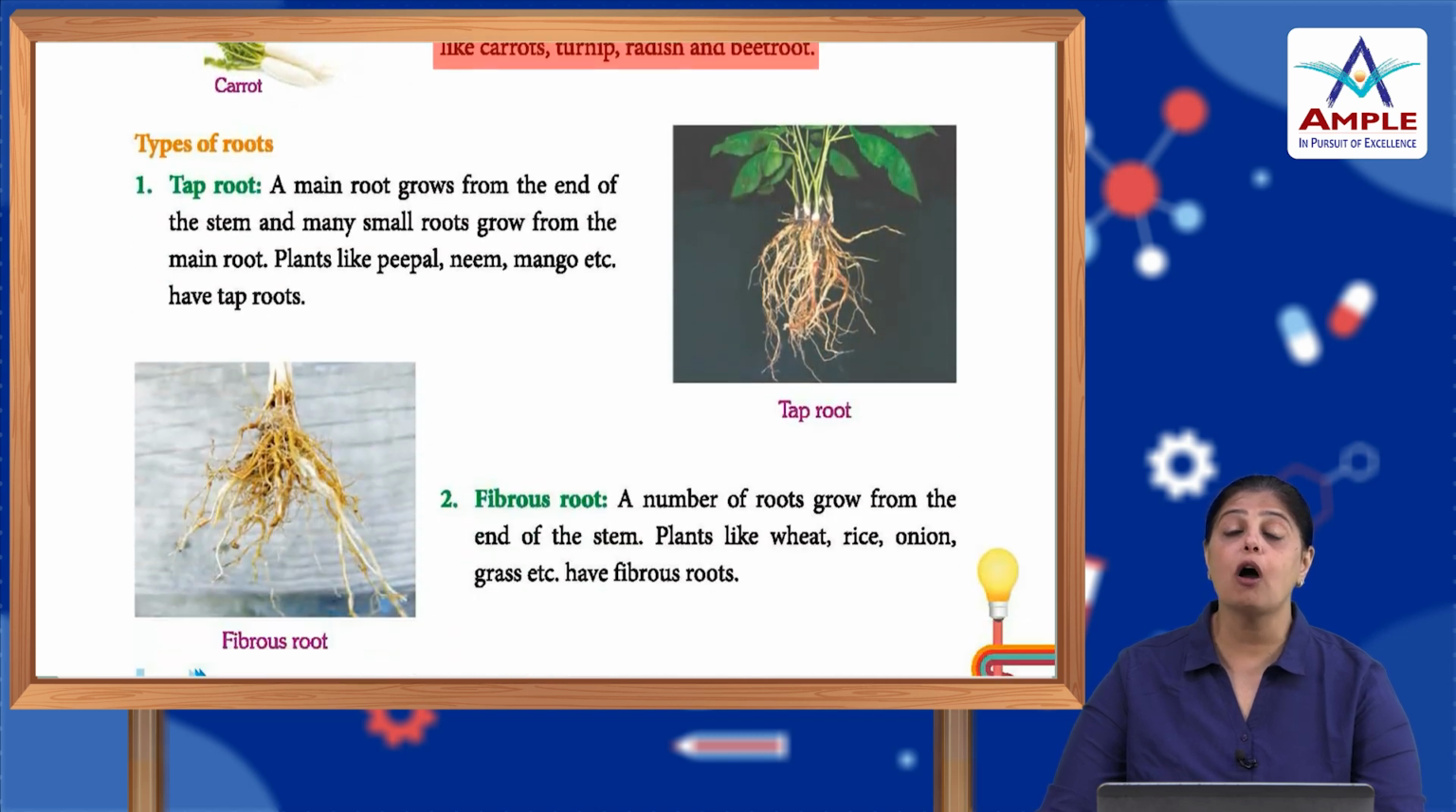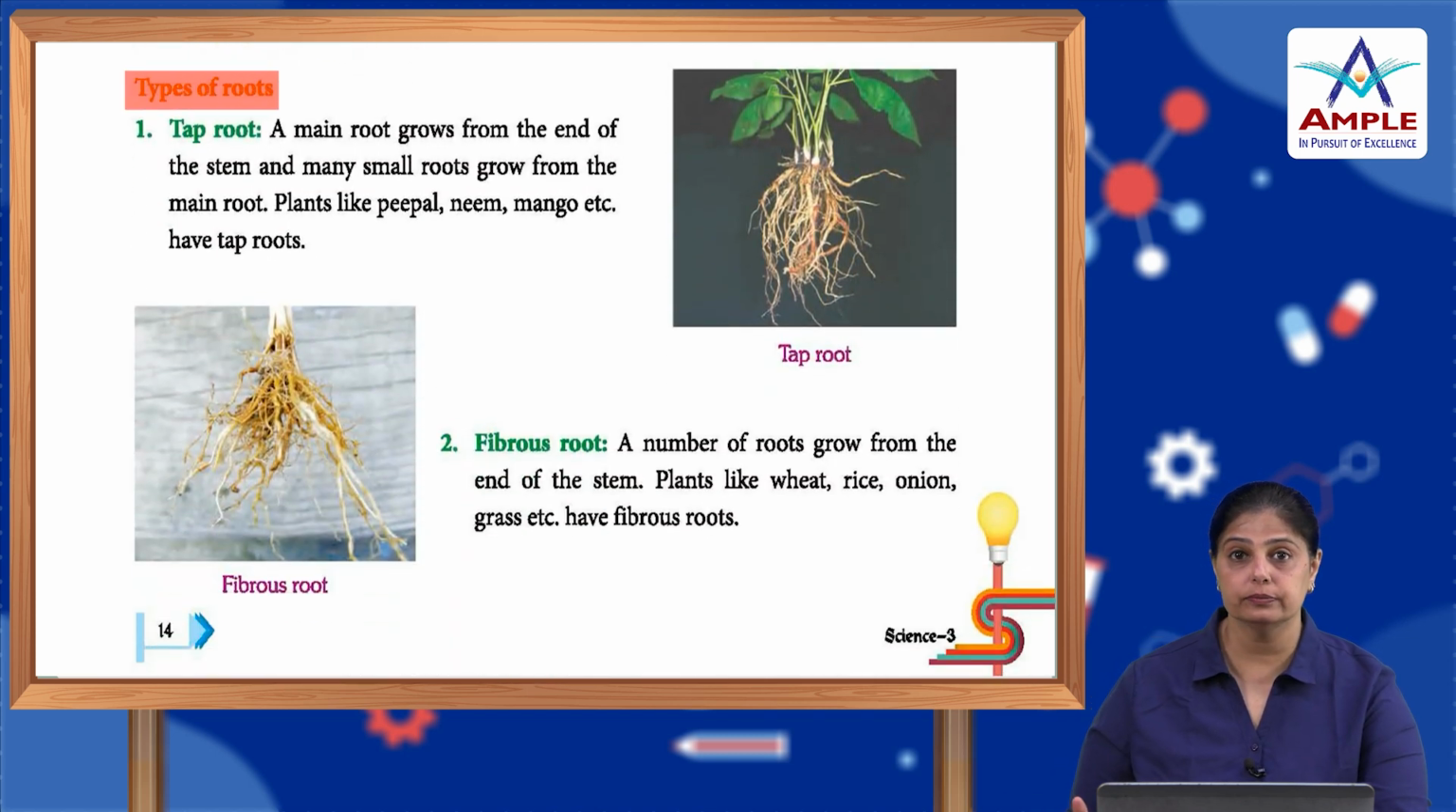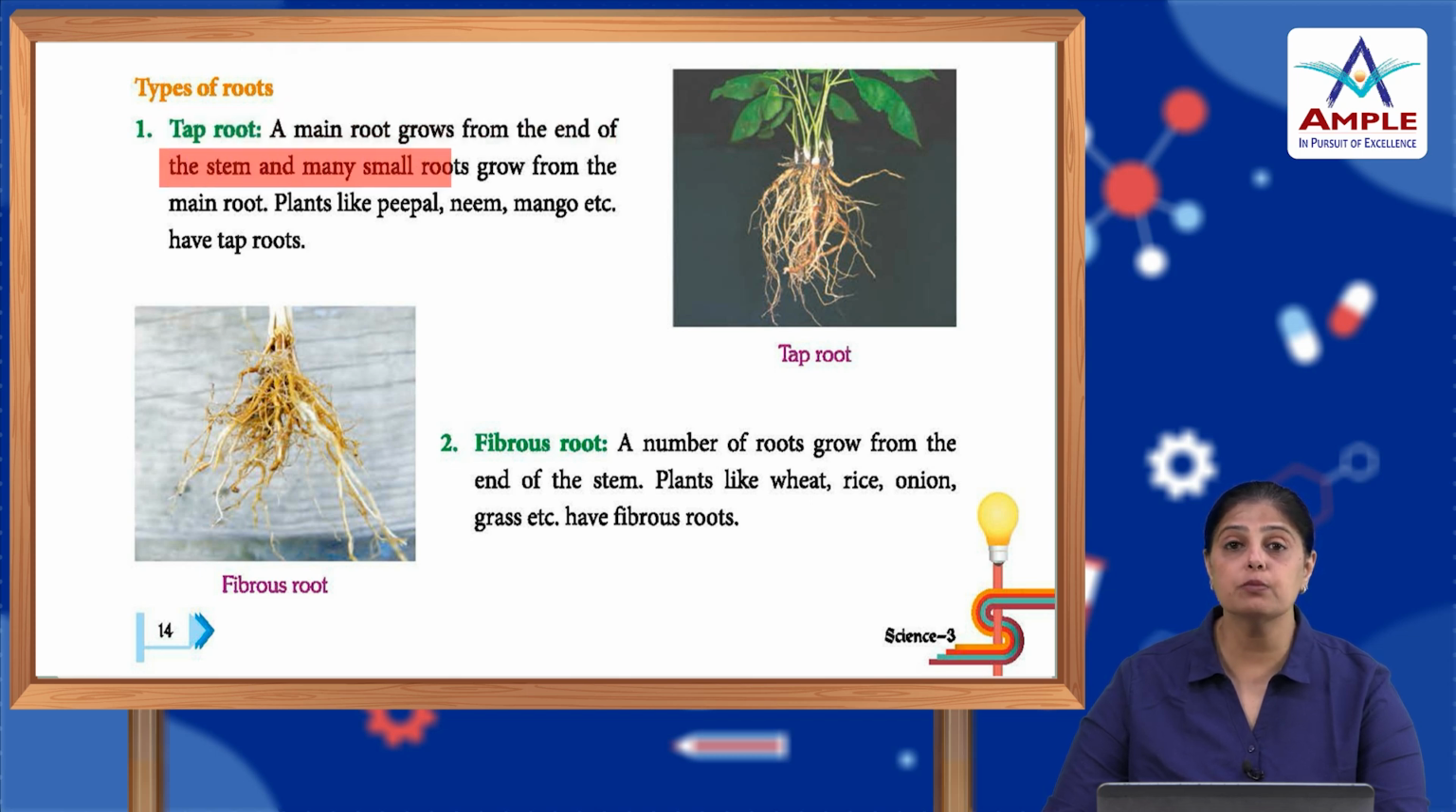Now, let us talk about the types of roots, okay. These roots also have their different types. First, a taproot. What is a taproot? A main root grows from the end of the stem, and many small roots grow from the main root. Plants like peepal, neem, mango, etc. have taproots, okay.